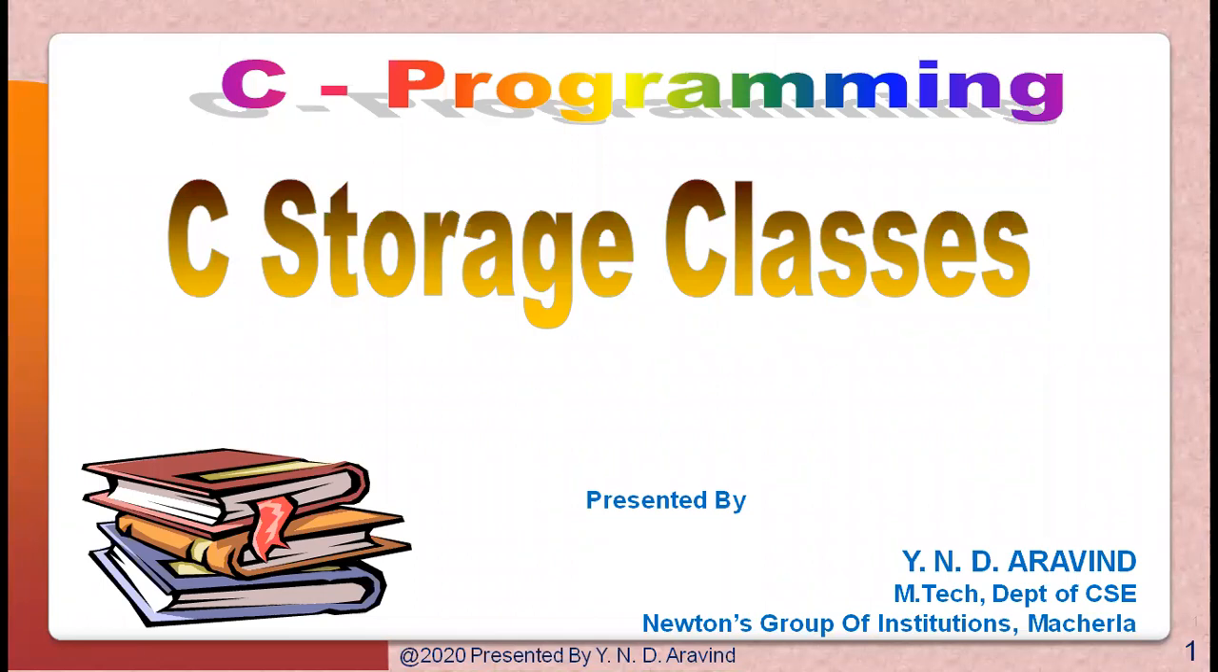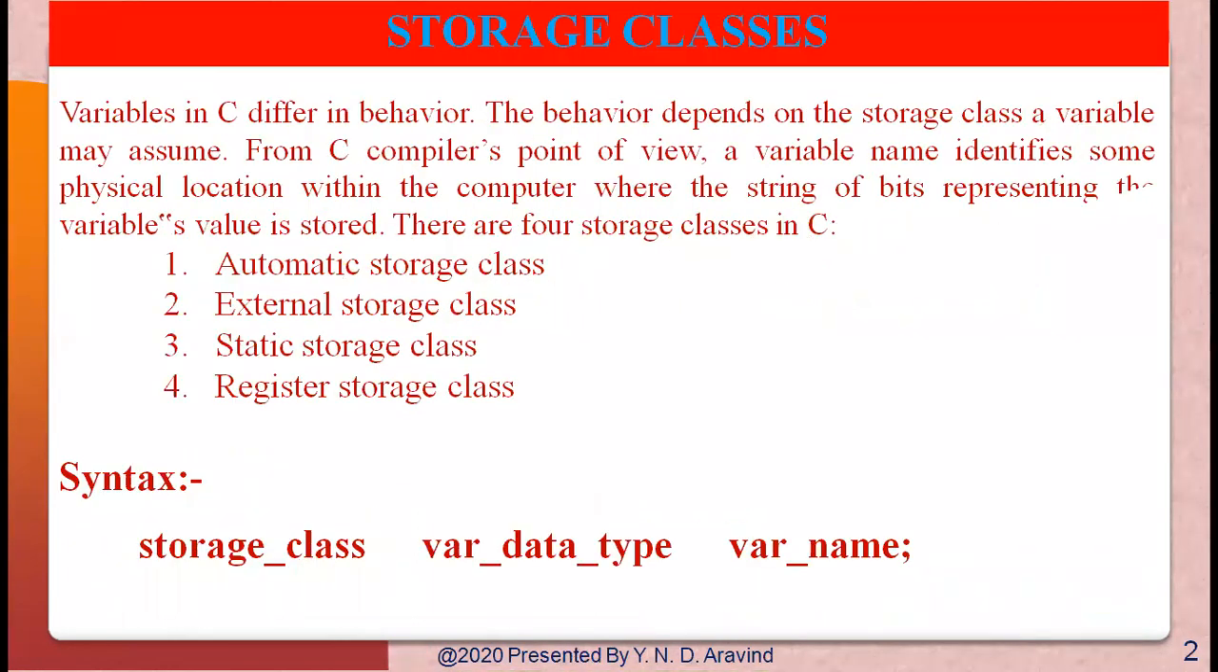In this video, I'll be talking about storage classes in C programming. Now let us see what is a storage class. We know that variables in C differ in behavior, and this behavior depends on the storage classes a variable may assume. The storage class of a variable determines whether the item has a local or a global lifetime.